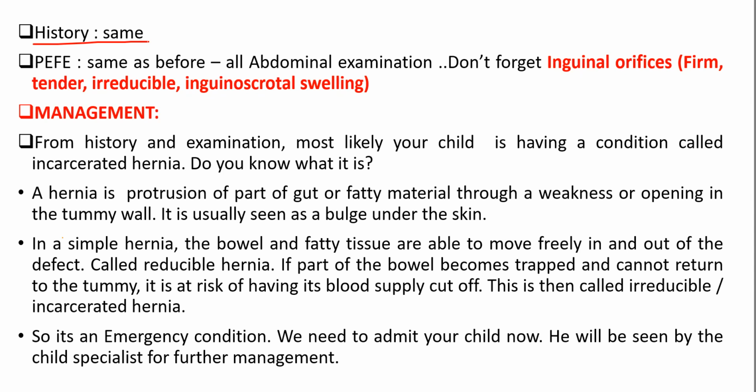Okay. So many times what happens is that on the physical examination card, they can give you a picture with the incarcerated hernia, and you will be seeing a red inguinoscrotal lump. So that will give you the basic idea that this is most likely an irreducible or incarcerated hernia. Okay. So from history and exam, most likely your child is having a condition called incarcerated hernia. Do you know what it is?